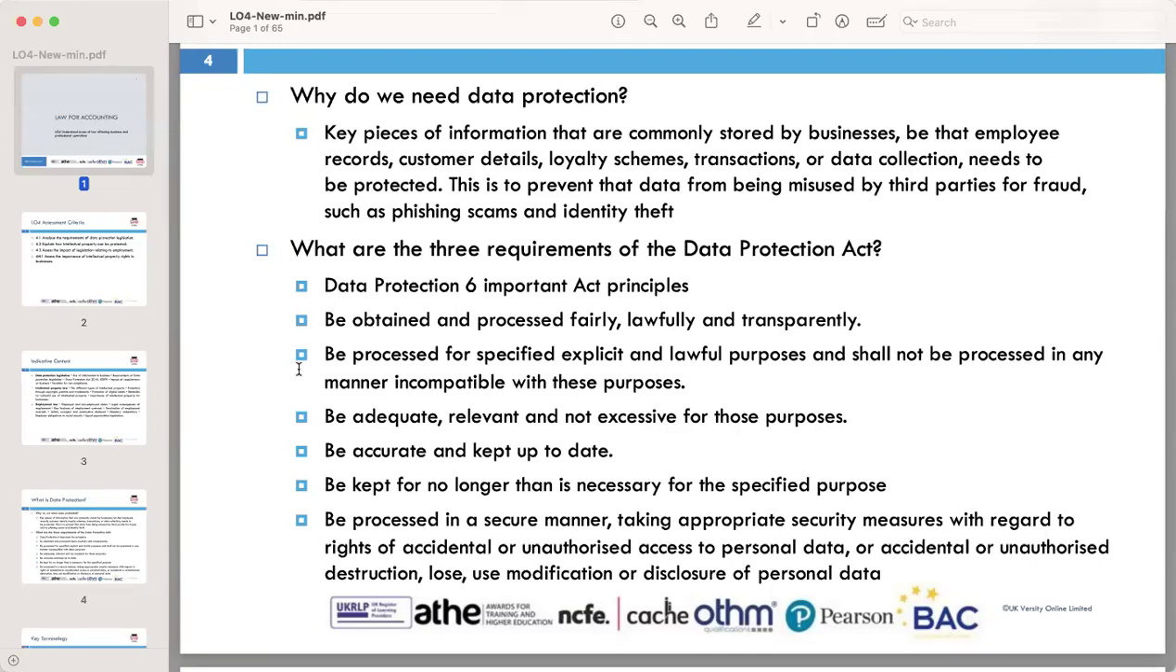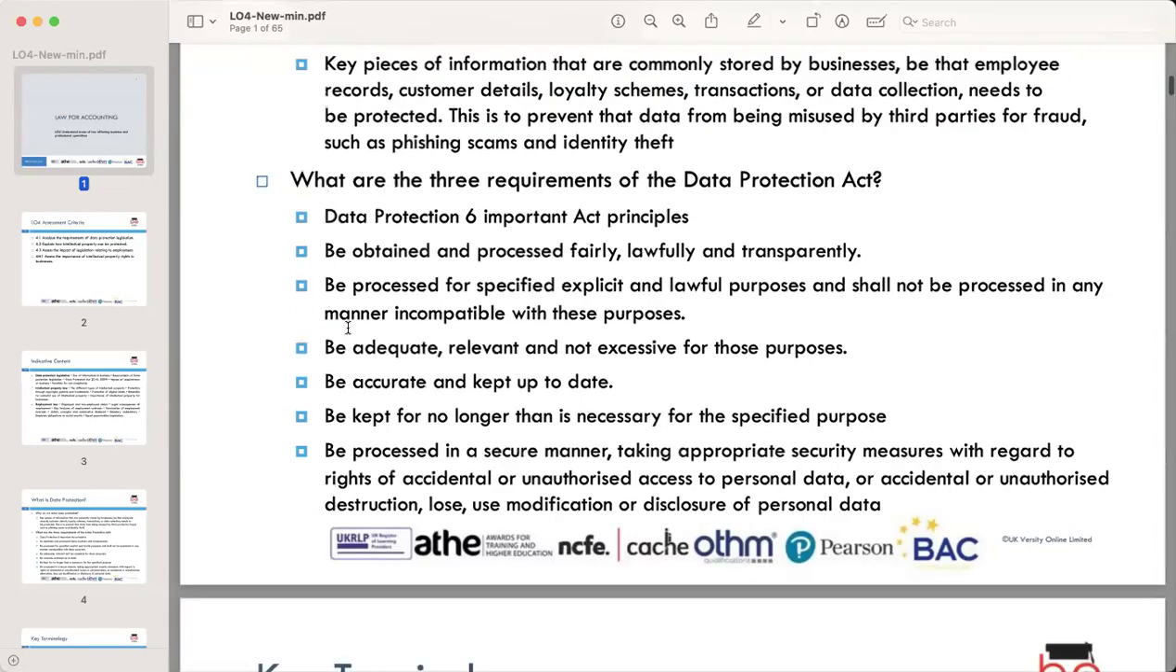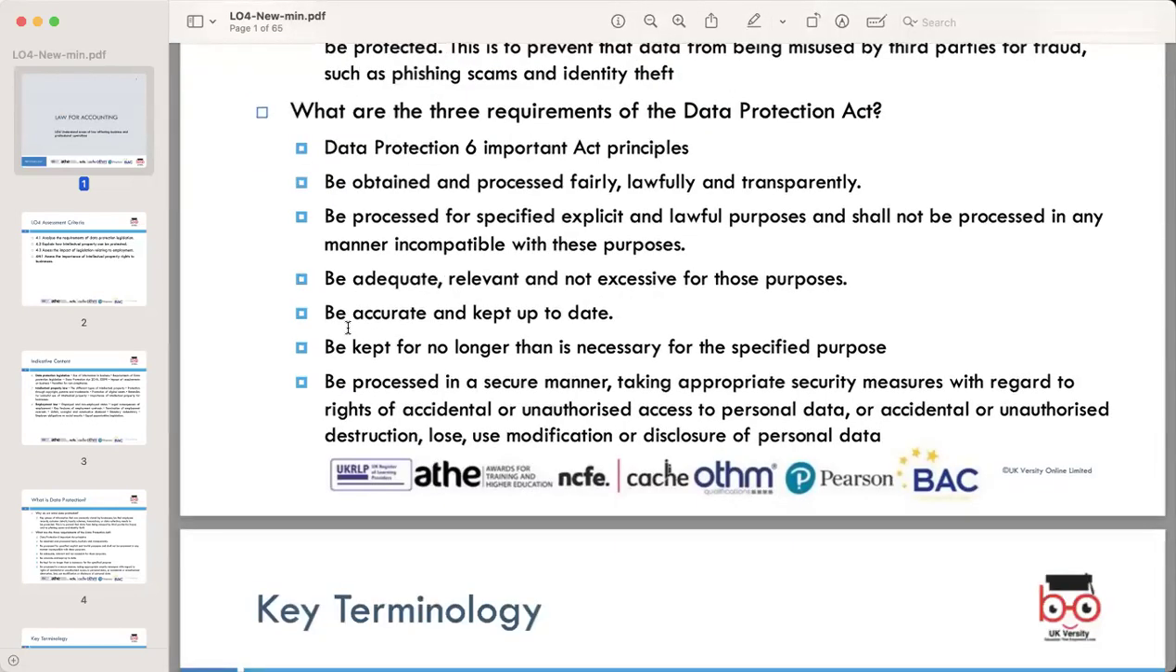Be adequate, relevant, not excessive for those purposes, accurate and kept up to date, and be kept for no longer than is necessary for the specified purpose. Be processed in a secure manner, taking appropriate security measures with regard to rights against accidental or unauthorized access to personal data, or accidental or unauthorized destruction, loss, use, modification, or disclosure of personal data.